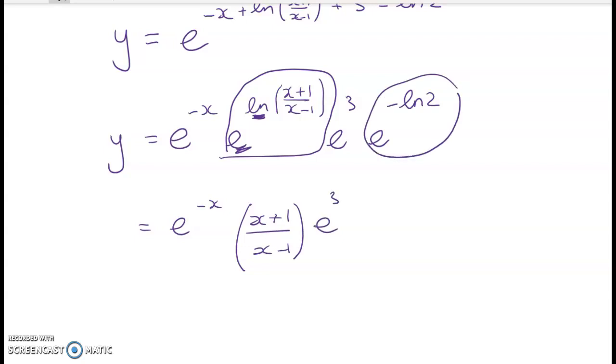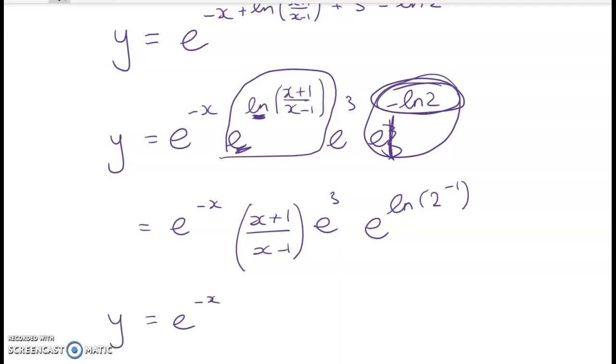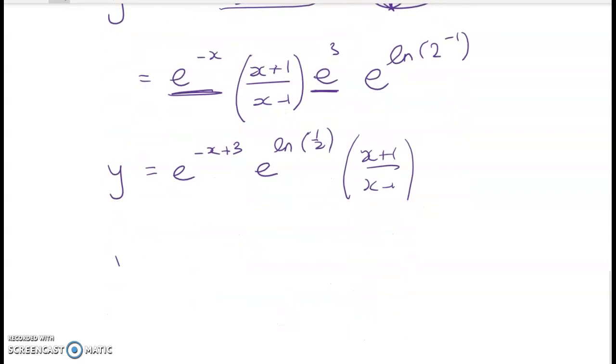We have to watch out here because this is equal to e to the log of 2 to the -1, right? It's nothing to do with this negative, it is not going to come down, right? So we have to be really careful with these ones. So y is equal to e to the -x plus 3, so I'm combining these back together now, times e to the natural log of 1/2 times x plus 1 over x minus 1.